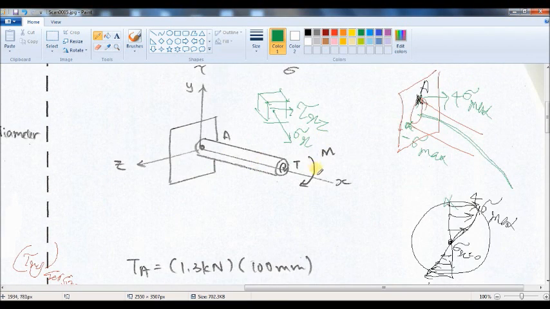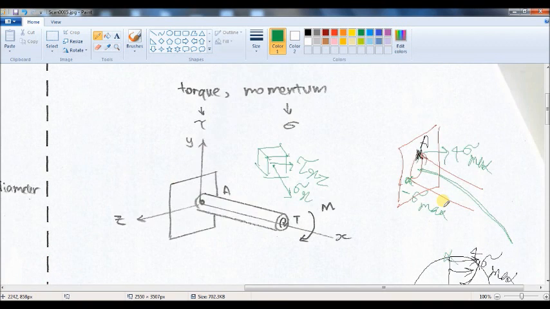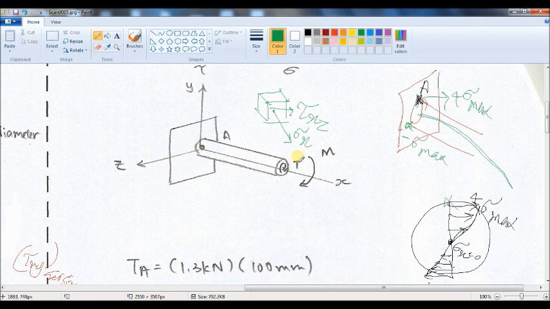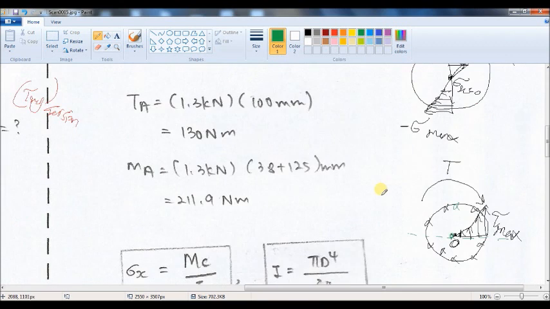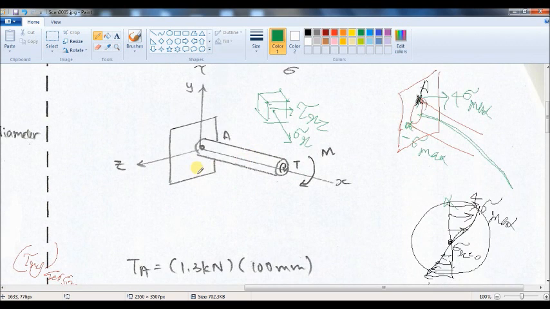Okay. Again, I will repeat one more time. I have chosen a stress element at location A. I draw a cube to indicate this stress element, and from this front point of view, this is the direction of the axial bending stress sigma x, and since the torque is clockwise, the shear stress at point A is tau x y. Okay.